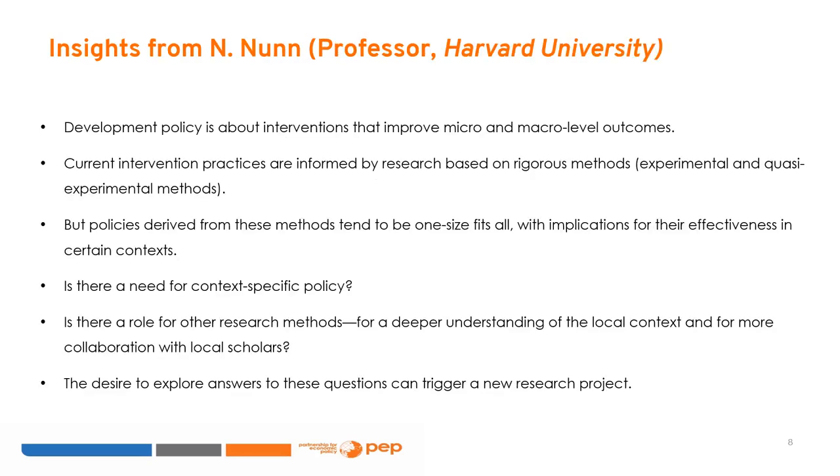Nathan Nunn is a former co-editor of the Journal of Development Economics and a professor at Harvard University. Part of his research work in development focuses on the exploration of context-dependent public policy. He got started in that research agenda by taking stock of the failure of development intervention prescribed based on the one-size-fits-all research method. He built his research program from the following observations.